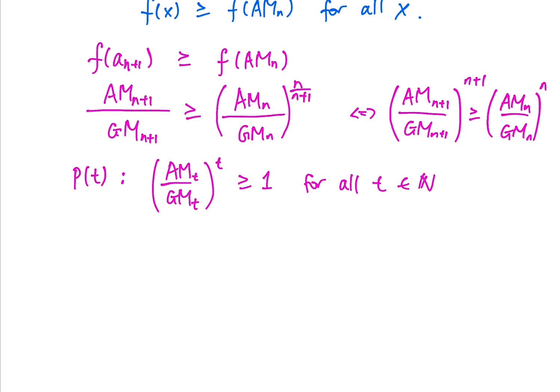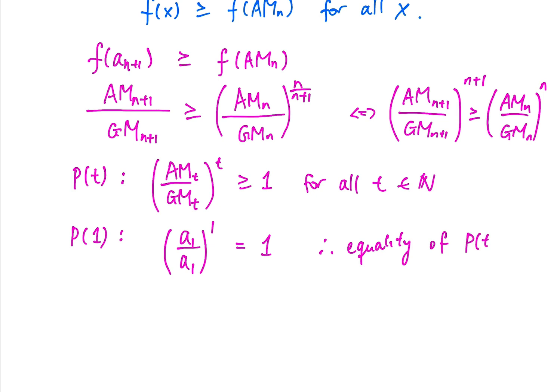So if we want to proceed with the induction, we first need to consider the case when t is 1. The left-hand side of the inequality becomes, because we have only one term, the arithmetic mean and the geometric mean are both just the term itself. And you raise that to the first power. Of course, this gives you 1, which is the equality of P(t). So this is the case where equality holds.